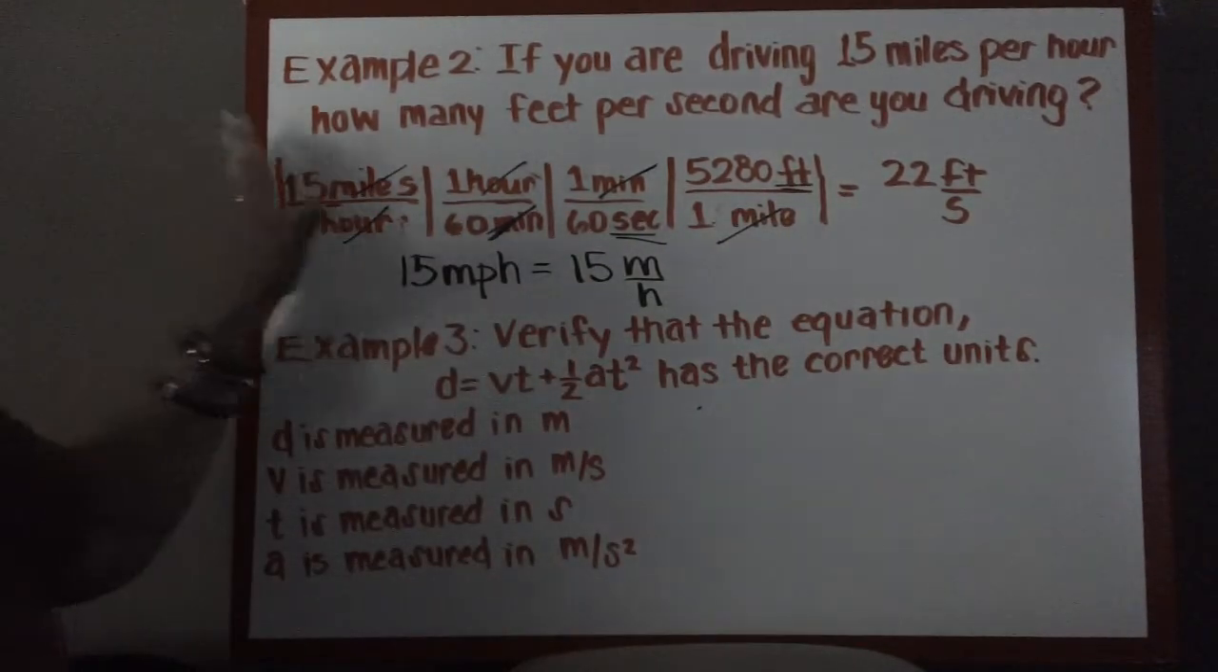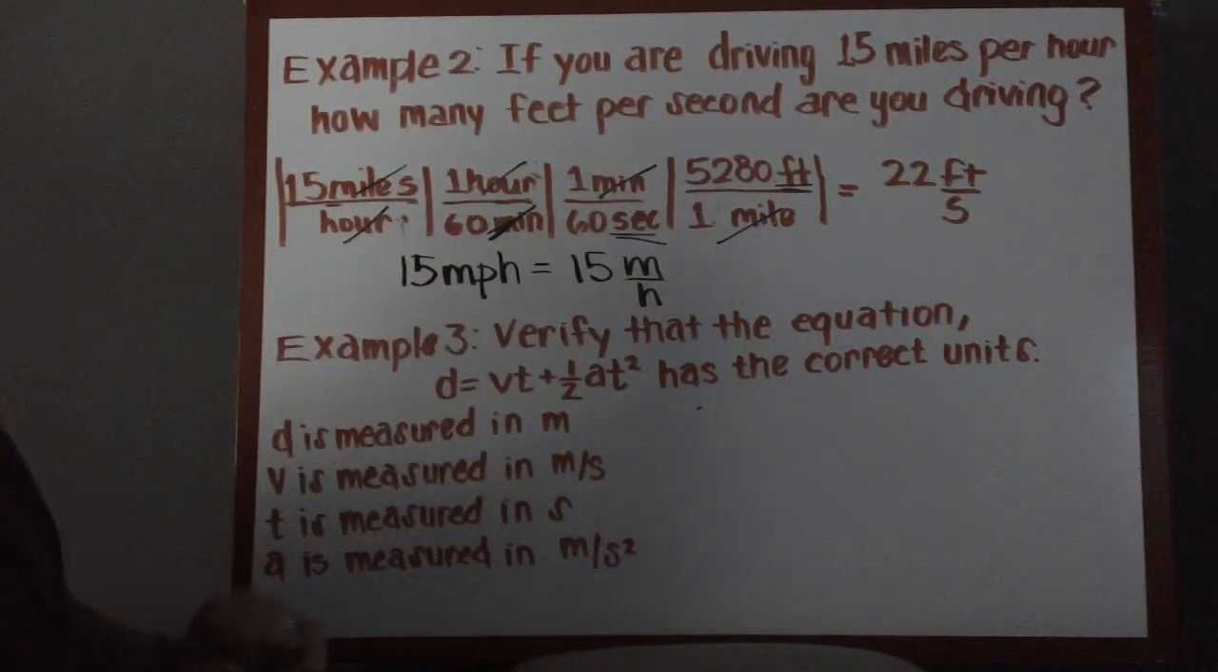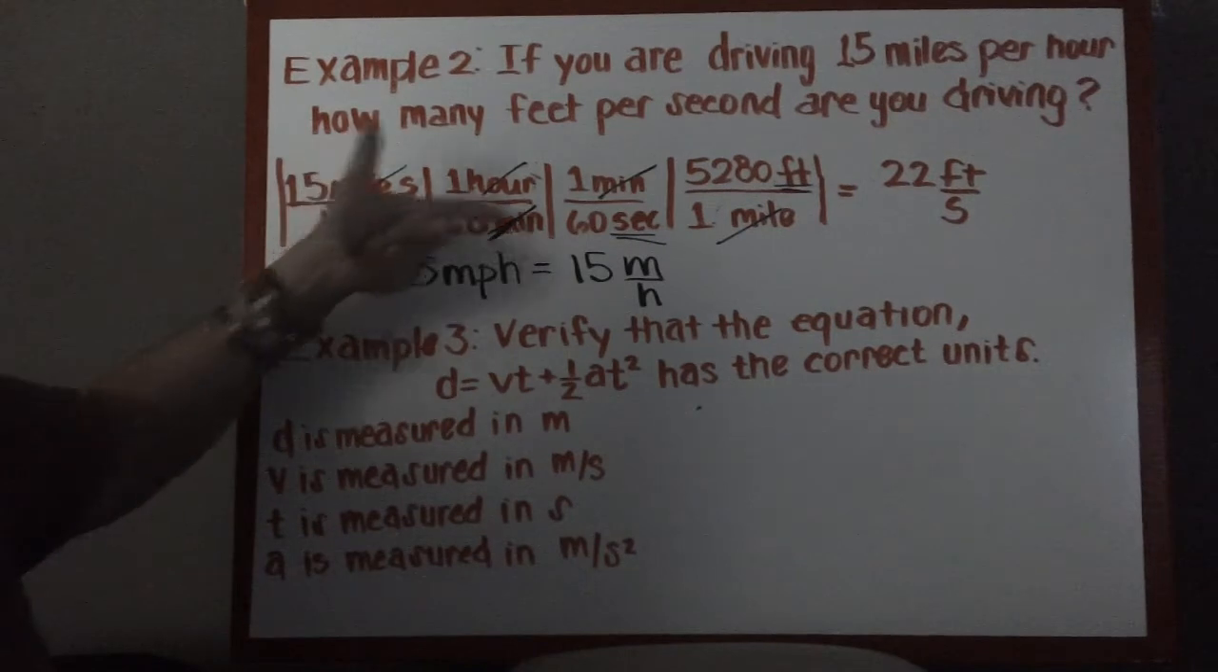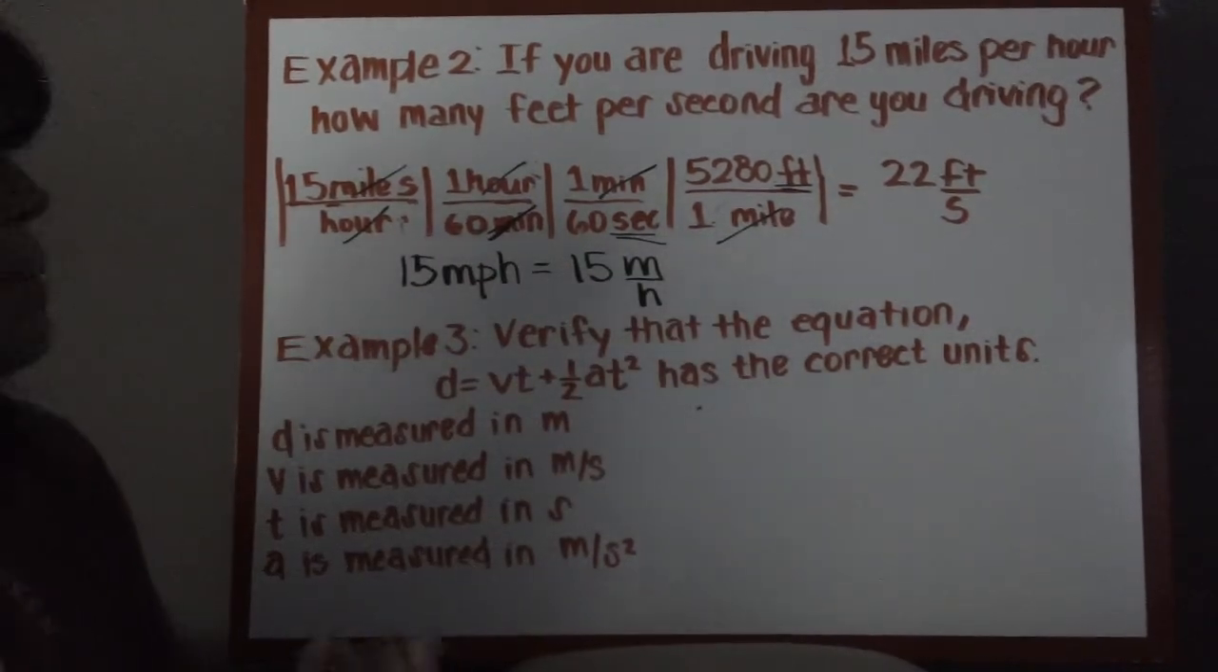Okay, so then we're going to multiply all the way across. 15 times 1 times 1 times 5280. We're going to divide by 60 times 60. We end up with 22 feet per second.